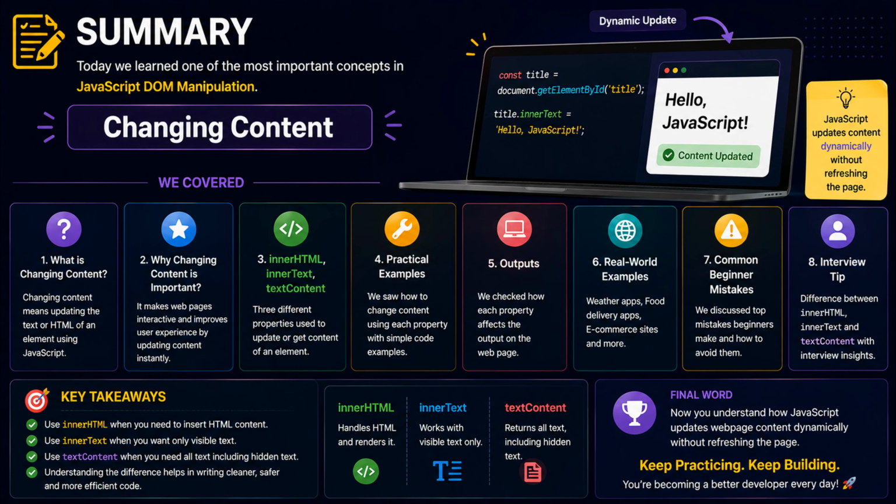Summary. Today we learned one of the most important concepts in JavaScript DOM manipulation: changing content. We covered what is changing content, why changing content is important, innerHTML, innerText, textContent, practical examples, outputs, real-world examples, common beginner mistakes, and interview tips. Now you understand how JavaScript updates web page content dynamically without refreshing the page.